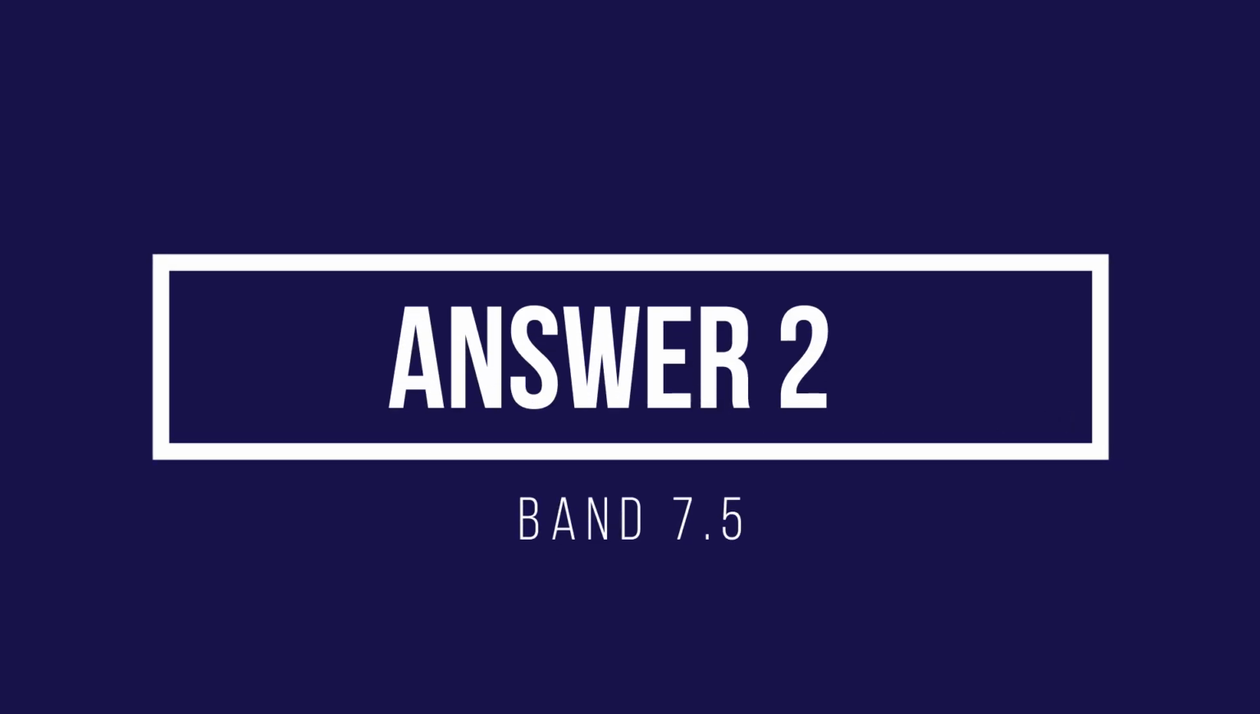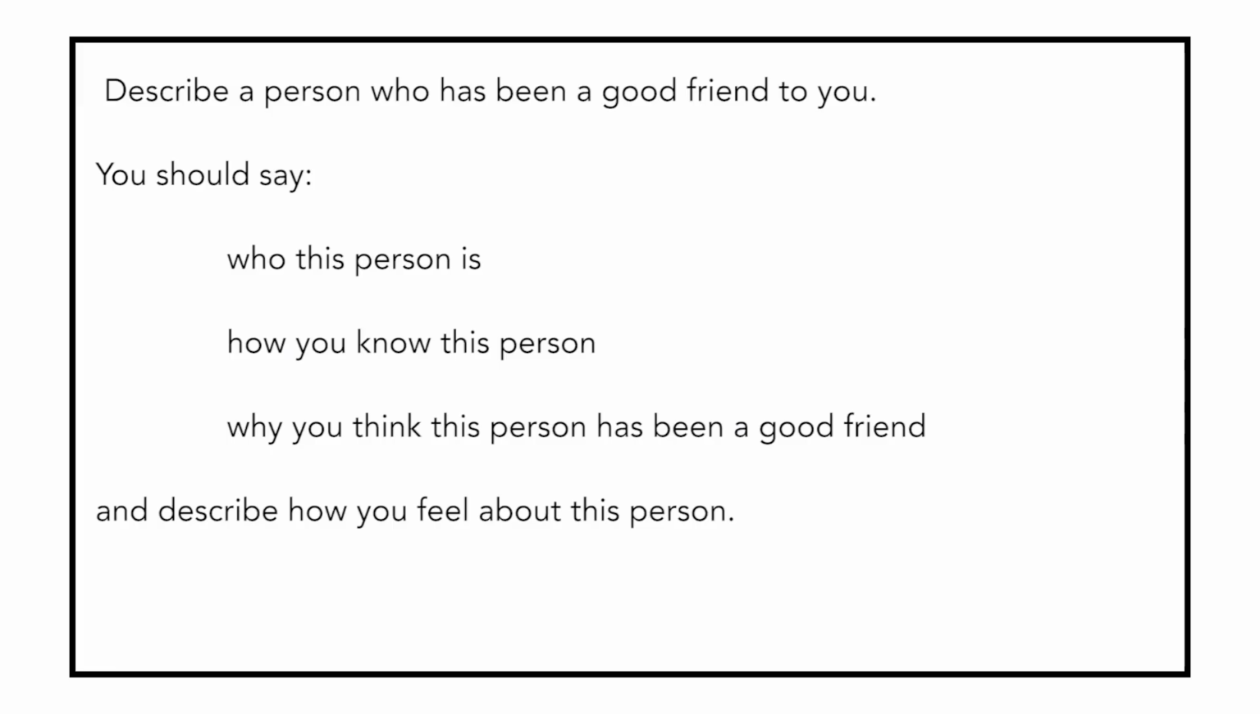The next model answer scored a 7.5. The Part 2 question said, "Describe a person who has been a good friend to you." You should say who this person is, how you know this person, why you think this person has been a good friend, and describe how you feel about this person.